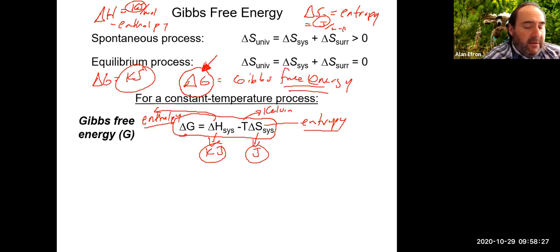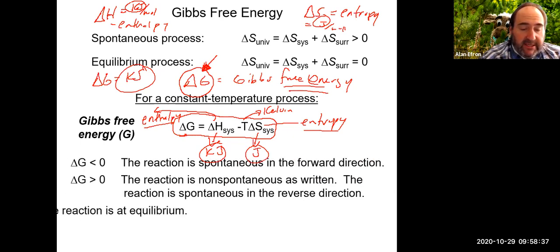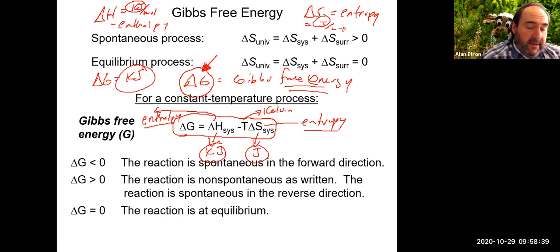Now, when we calculate delta G, we actually can use the delta G value to determine whether or not a reaction is going to be spontaneous. And if the delta G is negative, which means it's less than 0, the reaction will be spontaneous in the forward direction. So the way the reaction is written, we would expect that reaction to take place. We would expect it to go from reactants to products.